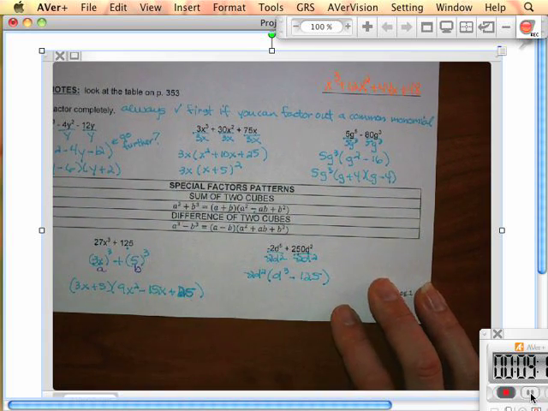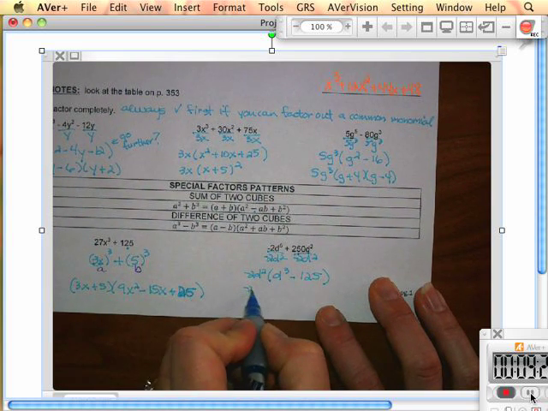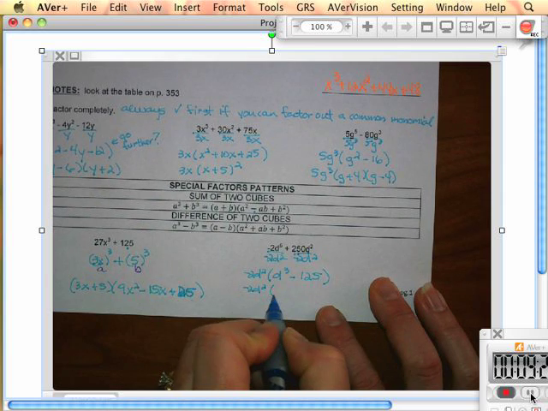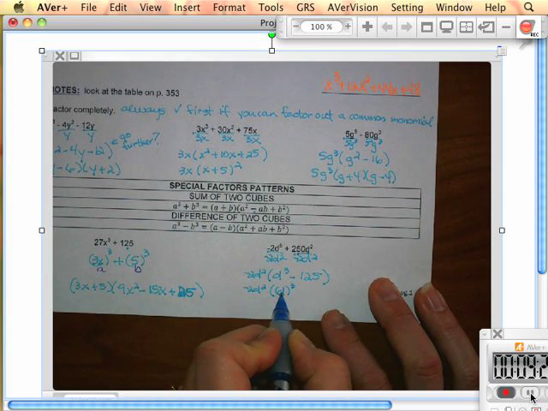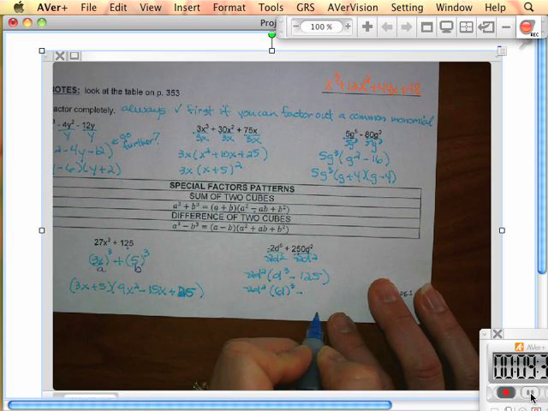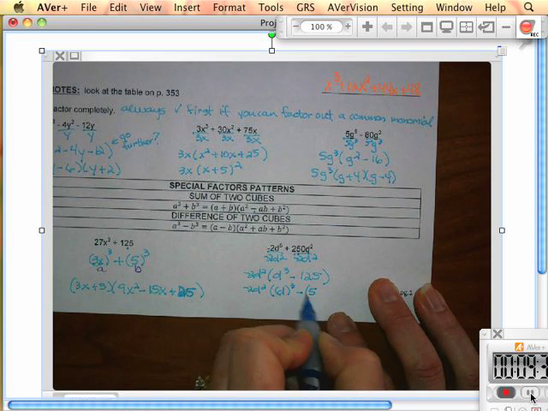And then, oh, would you look at that? This is a cube, and this is a perfect cube. So, if I rewrite it, it would look like this. D cubed, that becomes my A. And the cube root of 125 is 5, so 5 cubed. That becomes my B.